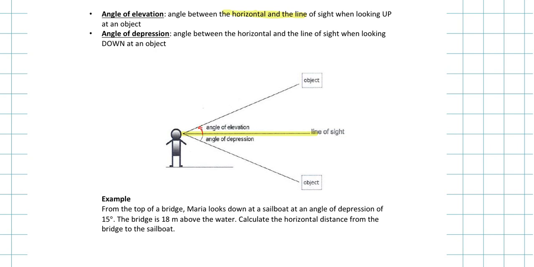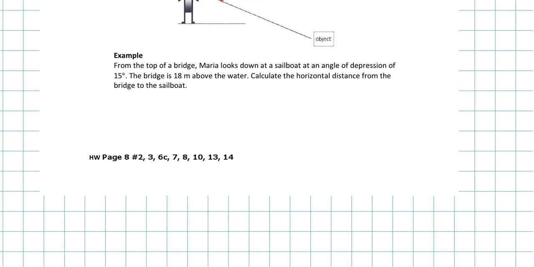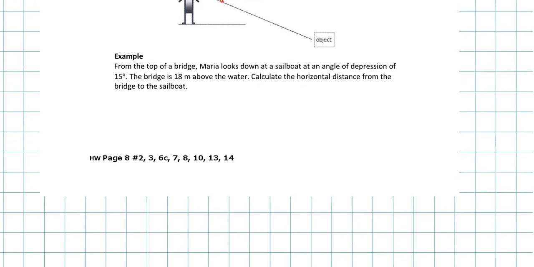So let's read that question. From the top of a bridge, Maria looks down at a sailboat at an angle of depression of 15 degrees. The bridge is 18 meters above the water. Calculate the horizontal distance from the bridge to the sailboat. So let's read that again. From the top of a bridge, Maria looks down at a sailboat at an angle of depression of 15 degrees. The bridge is 18 meters above the water, and they want you to calculate the horizontal distance from the bridge to the sailboat.